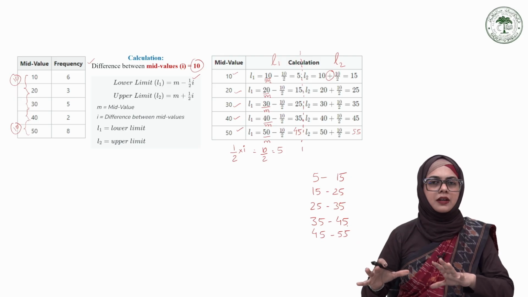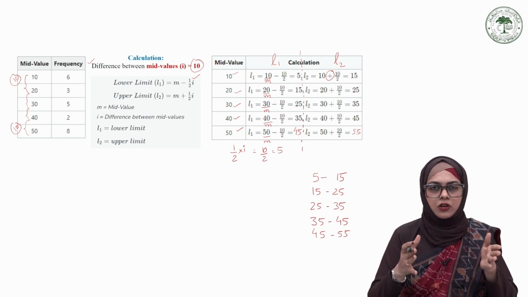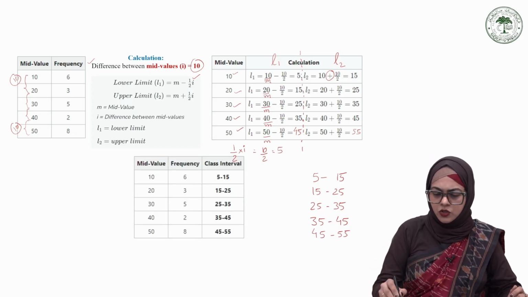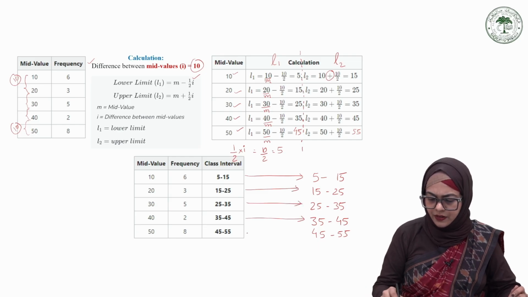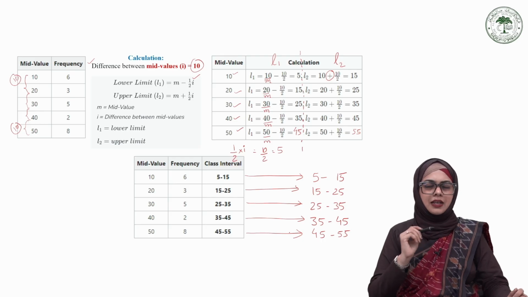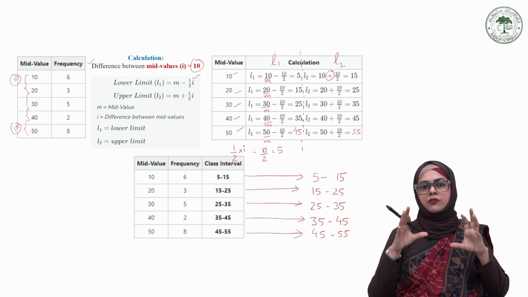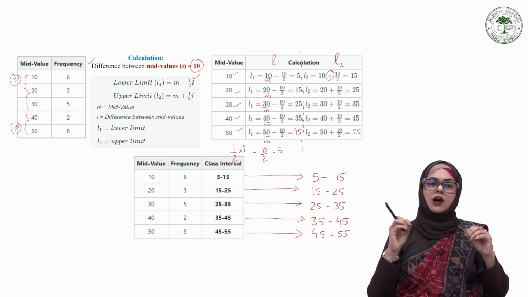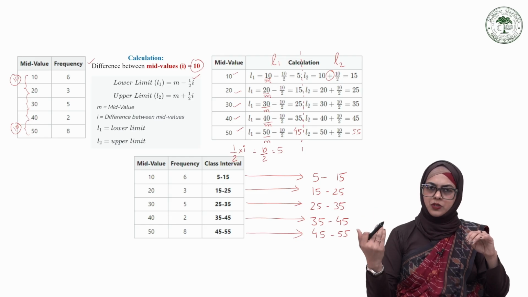Once you have done that, let's see how many of you have got the table correctly. You place the class interval next to the frequency column. So first you'll have the mid value, then the frequency column, and lastly the class interval. This will correspond exactly with how you calculated, right? That's how you calculate the class interval if the mid values are given: for the lower limit L1, it is m minus half of I, where I is the difference between mid values, and for the upper limit L2, it is m plus half of the difference between mid values.